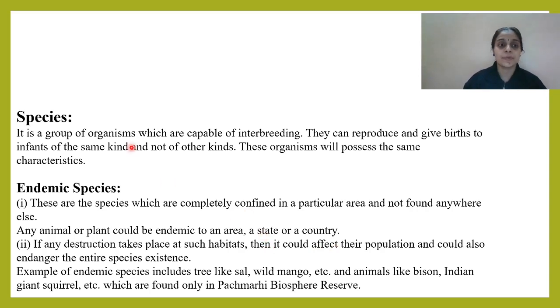Let us know what a species is. It's a group of organisms which are capable of interbreeding. They can reproduce and give birth to offspring of the same kind and not of other kinds. These organisms possess the same characteristics.